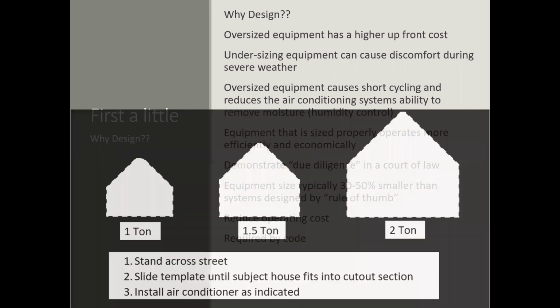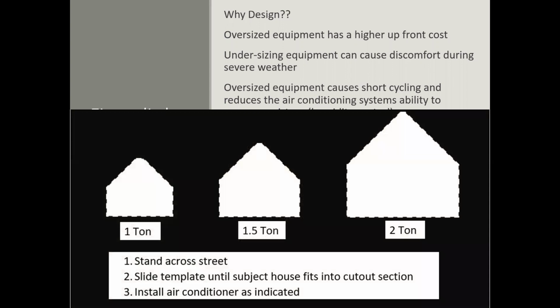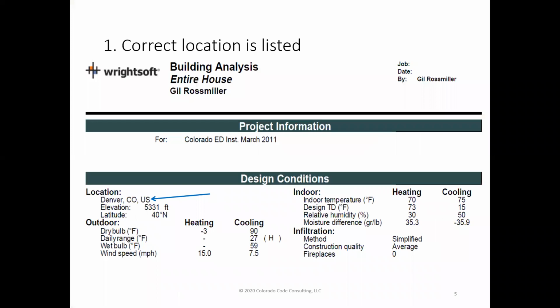So what's next? Oh yeah, here's the rule of thumb. So we've all seen this. You stand across the street and you slide the template on the subject house until the house fits into the cutout section and install air conditioner as indicated. So you've seen this, right? So if it fits here, here, or here, then this goes up to half-ton increments of 5 ton. Yeah, no. Clearly we're not doing that. It doesn't work. Never has. Especially for those of you at altitude. Not good. All right.